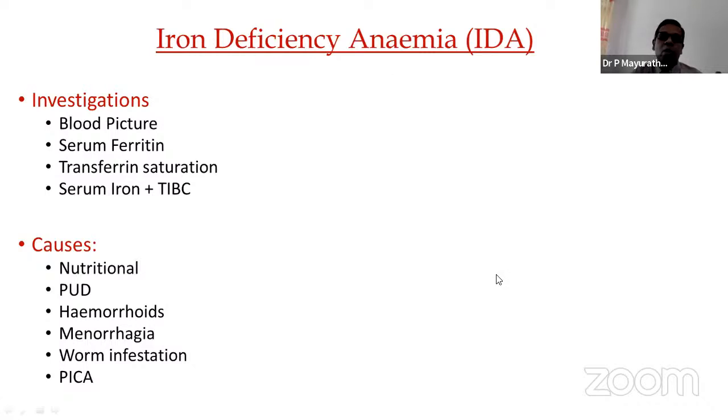Then you know the common causes for iron deficiency. Maybe nutritional, or chronic blood loss, maybe due to peptic ulcer disease or hemorrhoids. Some other common cause among young females is menorrhagia. And still we are having a significant number of patients with worm infestation. And sometimes pica is also common in some parts of Sri Lanka, because of traditional issues and all. So you have to go through the causes.